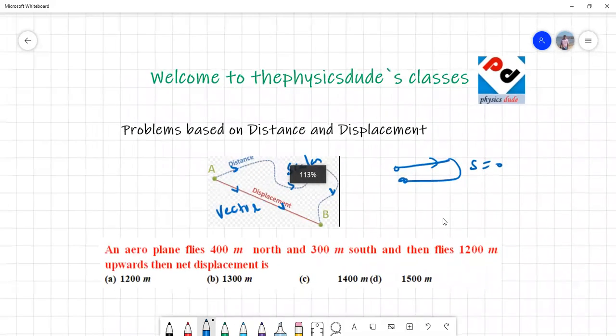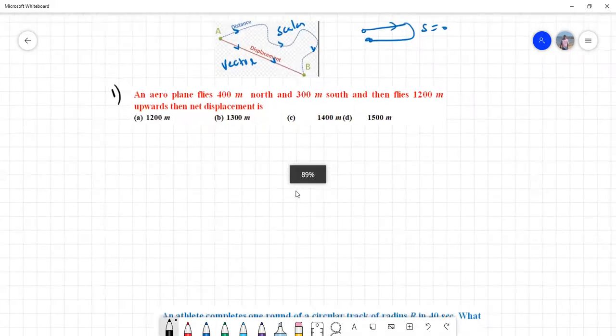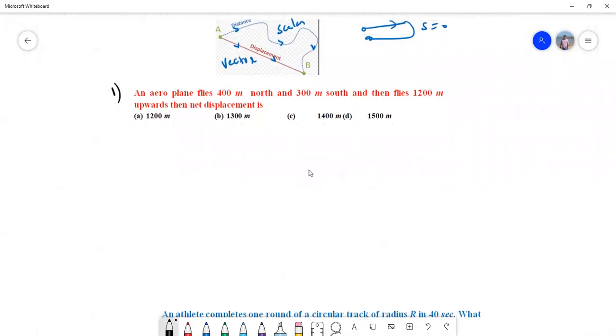Now let us see the first problem. What is the first problem given? Read the problem first. An aeroplane flies 400 meters north, 300 meters south, and then flies 1200 meters upwards. Then the net displacement is. So let's draw the diagram. For all the problems, diagrams will help you a lot.